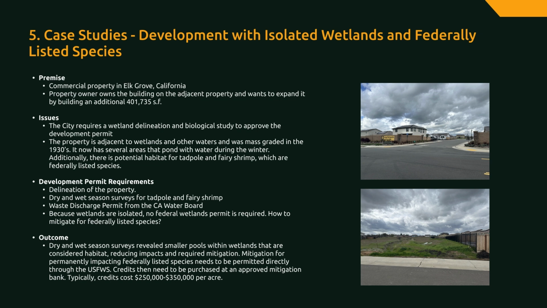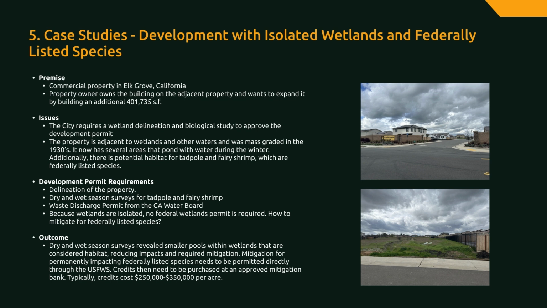The property owner owns the building on the adjacent property and wants to expand it by building an additional 401,000 square feet of building. The city requires a wetland delineation and a biological study to approve the development permit. The property is adjacent to wetlands and other waters and was mass graded in the 1930s, so nobody thought that there were any wetlands on the property.